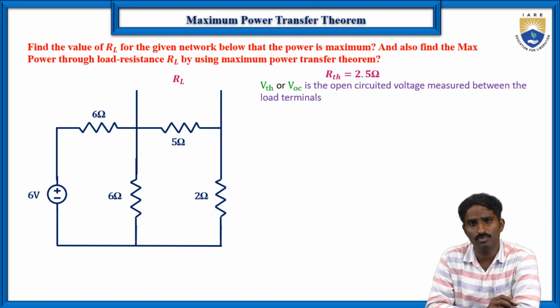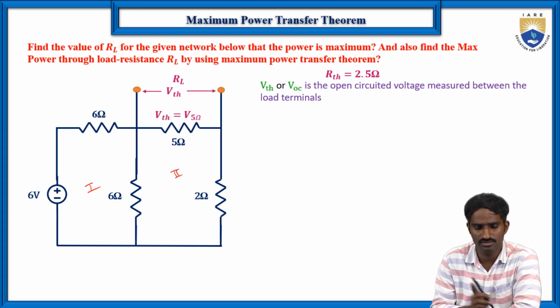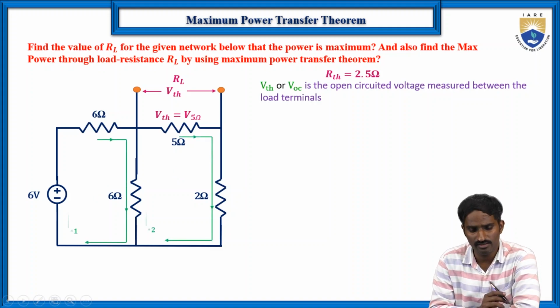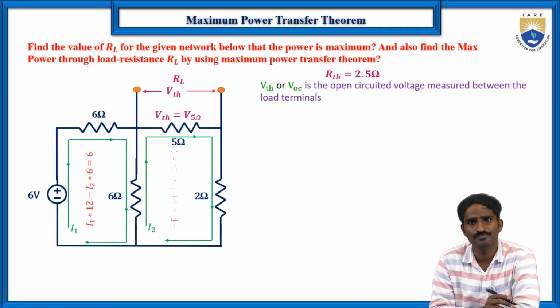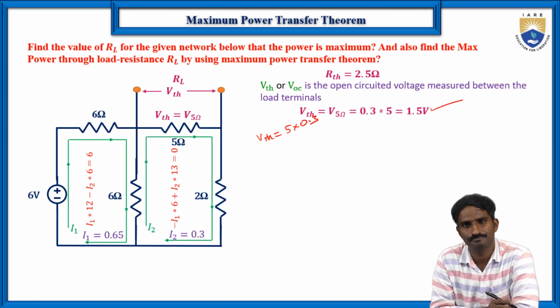Further, here we are applying loop analysis. Let us consider this is loop 1 and this is loop 2. Then write the loop equations for loop 1 and loop 2. Then find the values of I1 and I2 by solving these two equations. If you solve, I2 is equal to 0.3, then V Thevenin's is equal to 5 into 0.3, which is equal to 1.5 volts. Now we got the value of V Thevenin's as well as R Thevenin's.